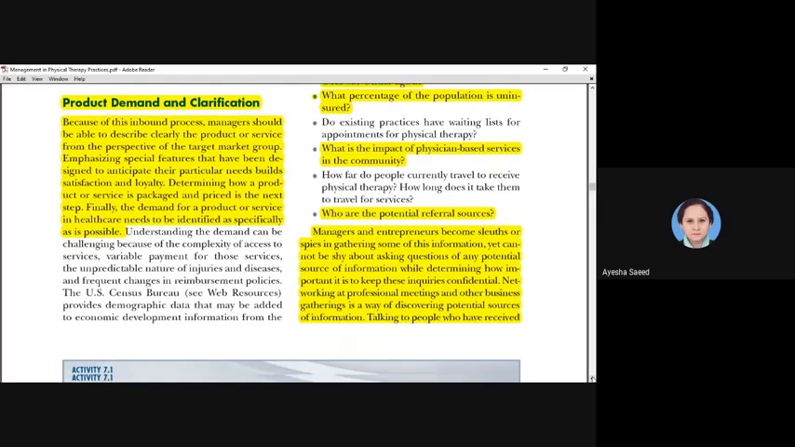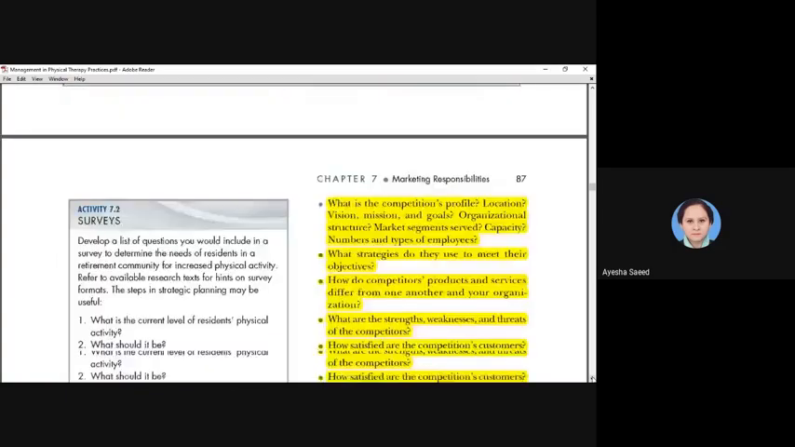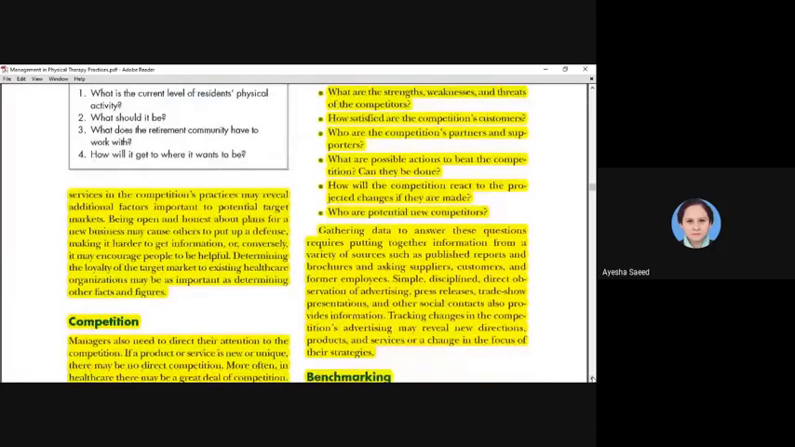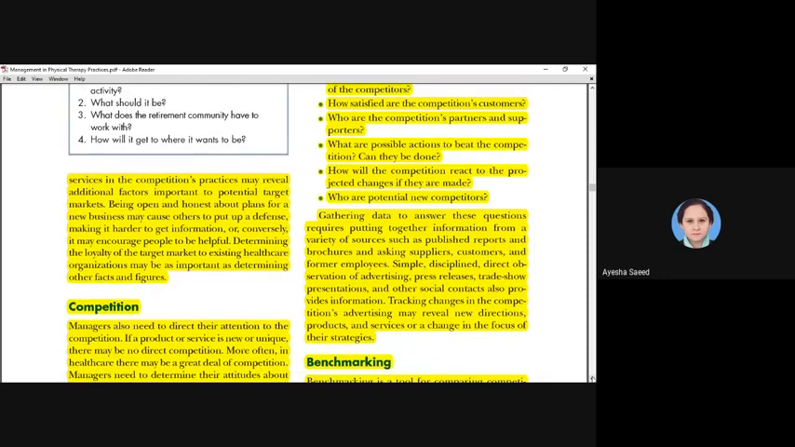Talking to people who have received services in the competition's practices may reveal additional factors important to potential target markets. Being open and honest about plans for a new business may cause others to put up a defense, making it harder to get information. The next point that we need to do today is about competition.